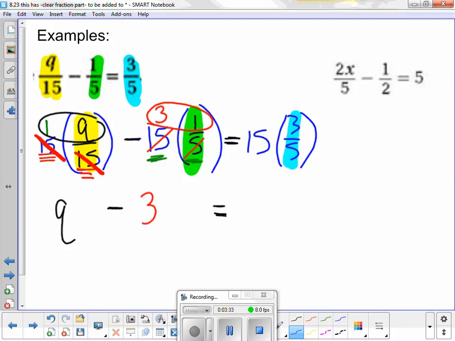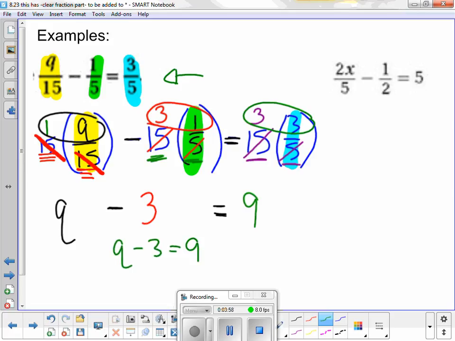And then in the next one, I have a 5 and a 15. 15 divided by 5, so the 5 goes away. 15 divided by 5 is 3. And then 3 times 3 is 9. Now, this big equation right here has turned into the little equation q minus 3 equals 9. And if I want to solve that equation, all I have to move is the 3. So q equals 12 is my answer.